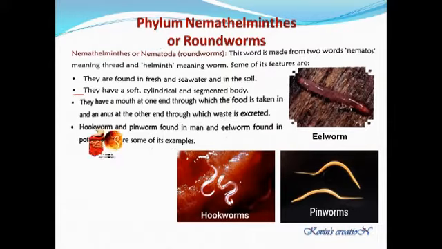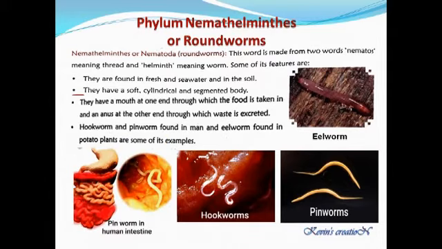Now I'll show you here. This is the human digestive system. So here you can see the small intestine and large intestine. So they are found inside this. Okay, this is the internal structure of an intestine. So these are the ones, pinworm in human intestine.